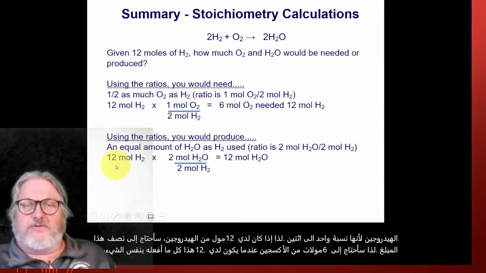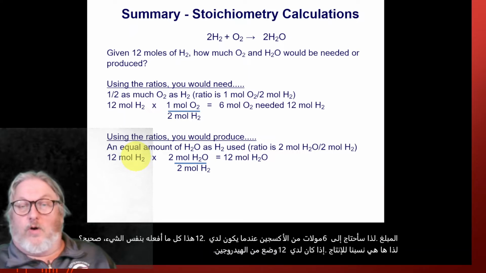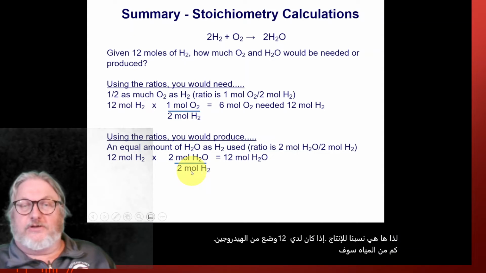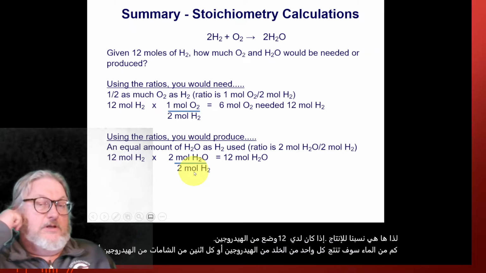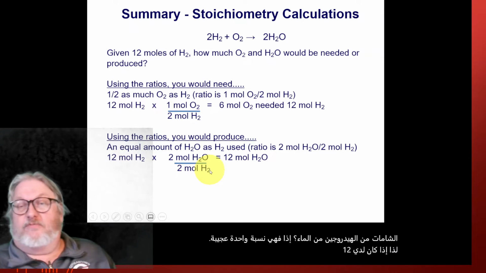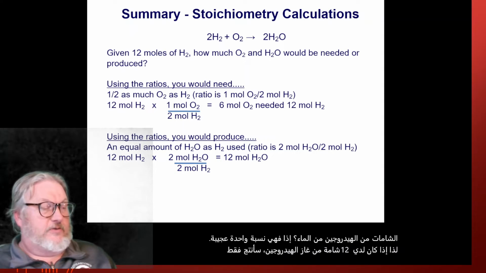So here's our ratios for the production. If I have 12 moles of hydrogen, how much water will I produce? Well, for every 2 moles of hydrogen, I produce 2 moles of water. So that's a 1-to-1 ratio. So if I have 12 moles of hydrogen gas, I'm only going to produce 12 moles of water. So however you want to look at it, you're fine.